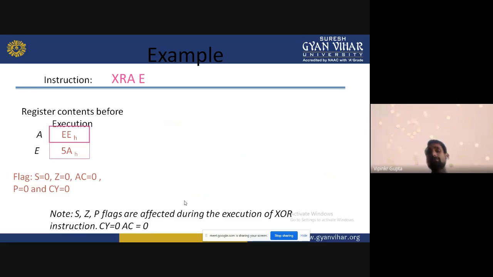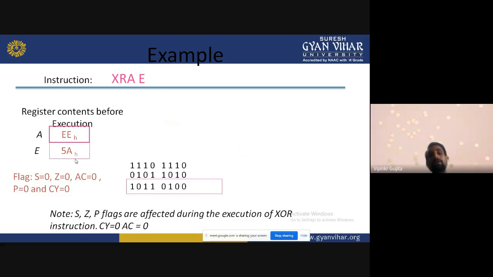So XOR gate: when both the inputs are in different states, only then is the output 1. Otherwise the output is 0. That is the meaning. So how will we convert? First of all, we convert E into a binary number. 1110 is the equivalent of E. So we are converting this number into binary.